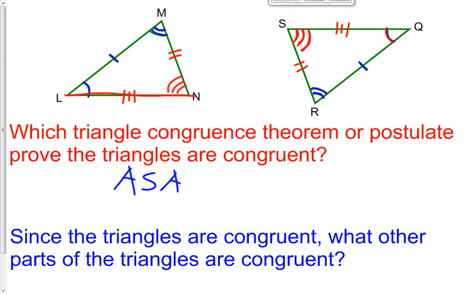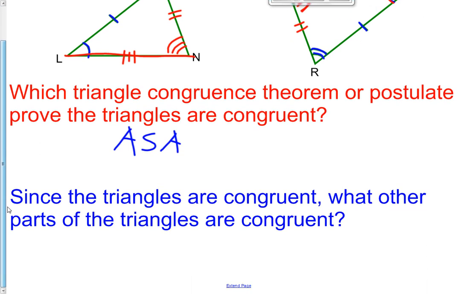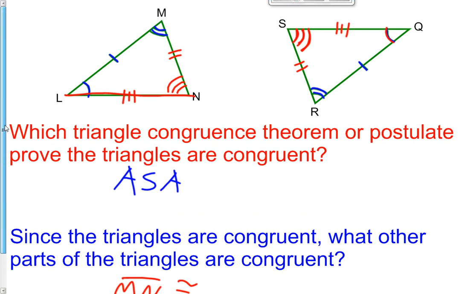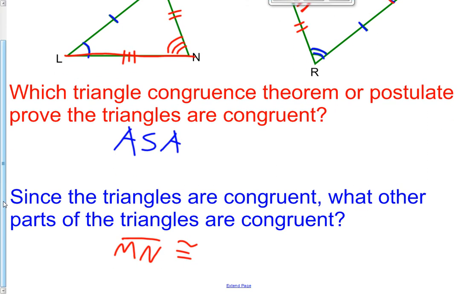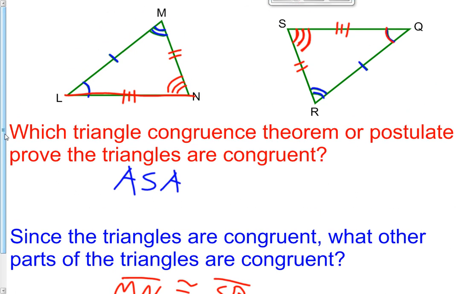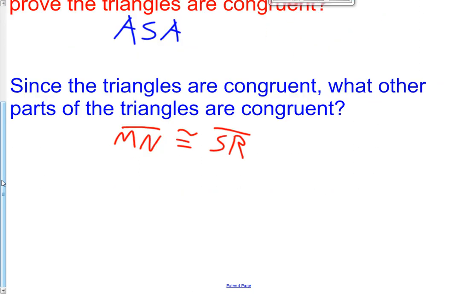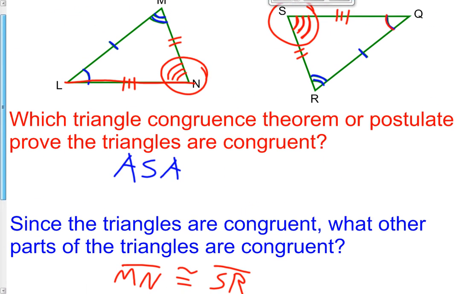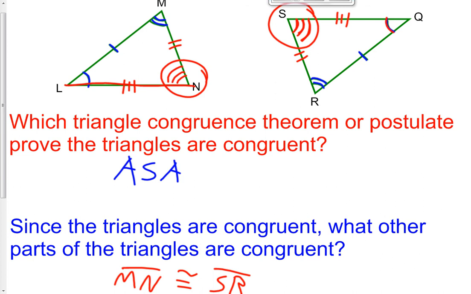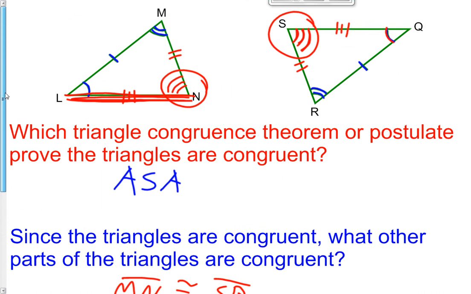So, since the triangles are congruent, what are the other parts of the triangles that are congruent? MN, that segment, is congruent to SR, segment SR. And we also said that angle N is congruent to angle S. And then our third one is segment LN, right here, is congruent to segment SQ.